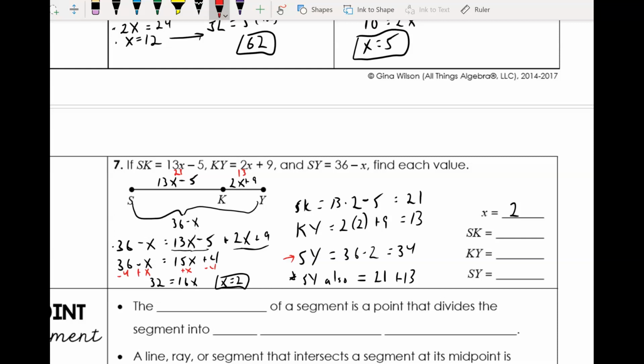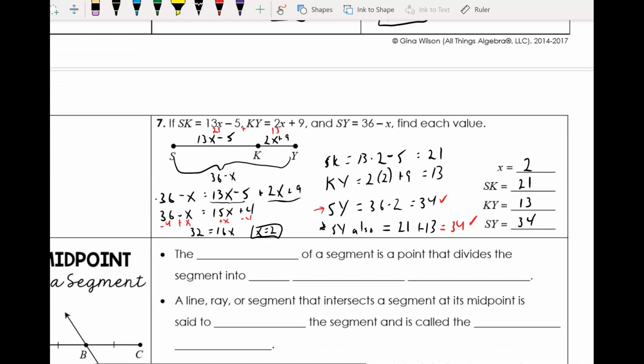But the other way is to say, well, if these two parts are 21 and 13, doesn't that mean that we can just add them up to get SY? And you can. And both of your numbers had better be the same. So when you add 21 and 13, you get 34, which checks out. So it should match up every time. This happens very often in geometry, where you can do the problem in two ways. One of them is really simple, like adding, and it's a good way to check your work.